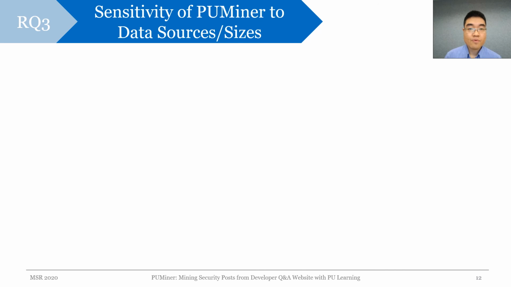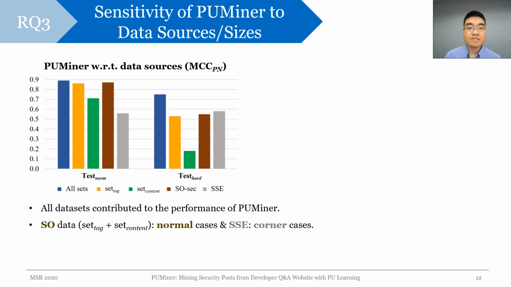In research question 3, we want to test how PUMiner reacts to changes in the data source and data size. Firstly, all the retrieved security datasets on Stack Overflow and Security Stack Exchange helped PUMiner to improve its performance. Interestingly, Stack Overflow supported the normal cases better, while Security Stack Exchange gave more predictive performance to the harder cases. This might be because Security Stack Exchange was less formal and not refined by our keyword matching heuristics. Thus, it can cover more extreme cases with less explicit security context.